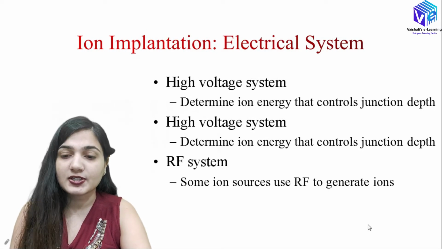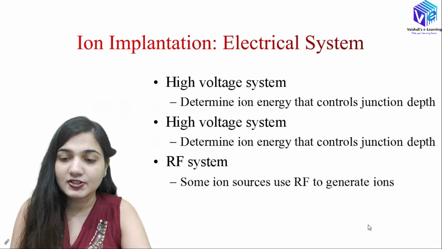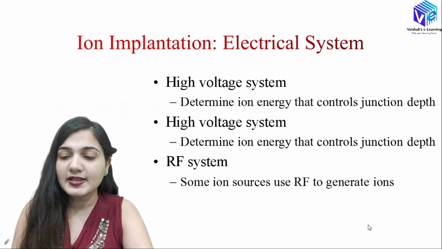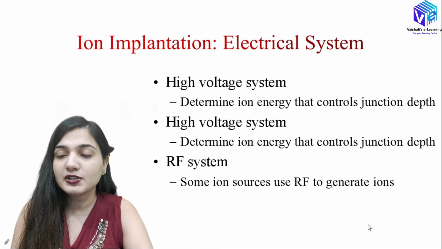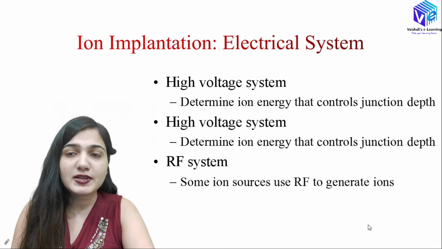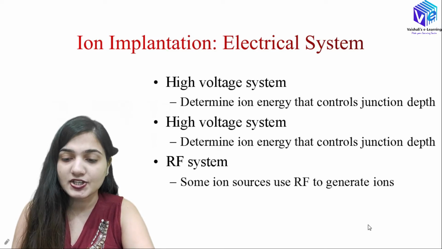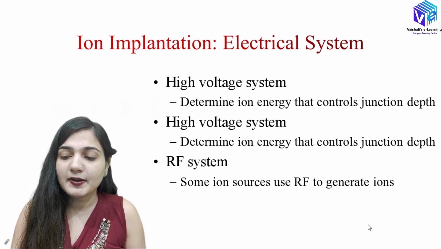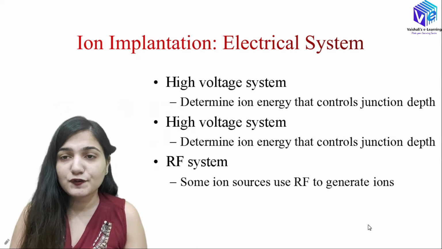Now coming to the electrical system. In the electrical system, as the name suggests, we have high electricity. It is the high voltage system. The high voltage determines the ion energy that controls the junction depth. If I have high ion energy, I will have a higher junction depth. It will also determine the current magnitude.